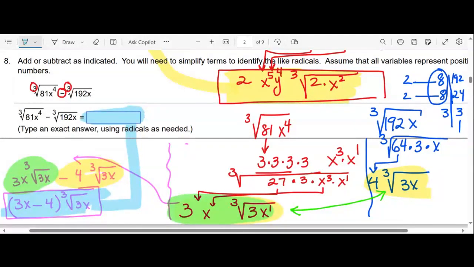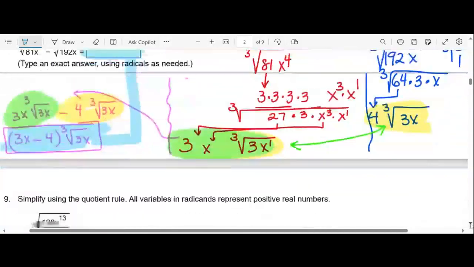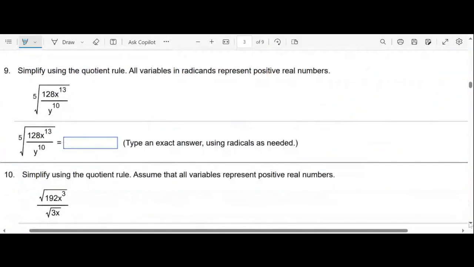Okay. Let's go to the next one. Number 9. Simplify using quotient rule. All variables in radicands represent positive real numbers.